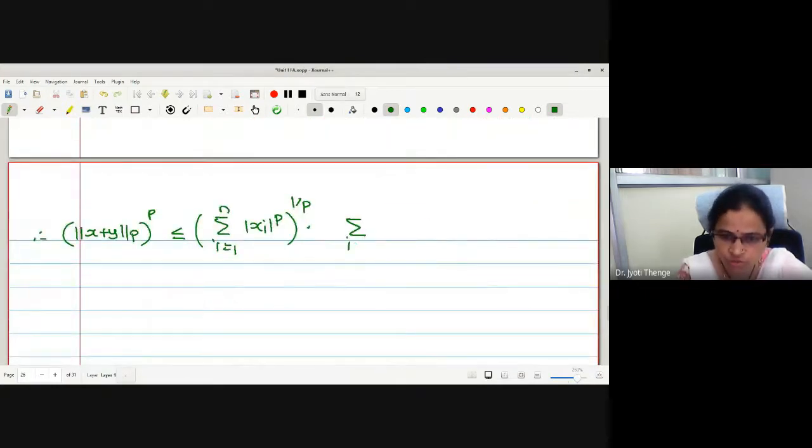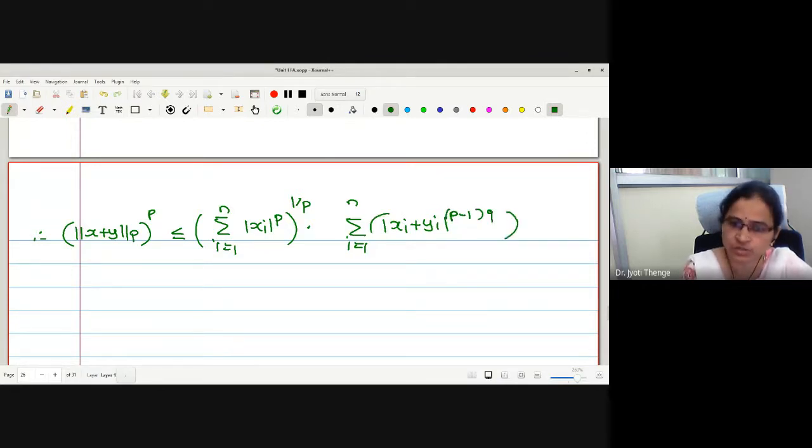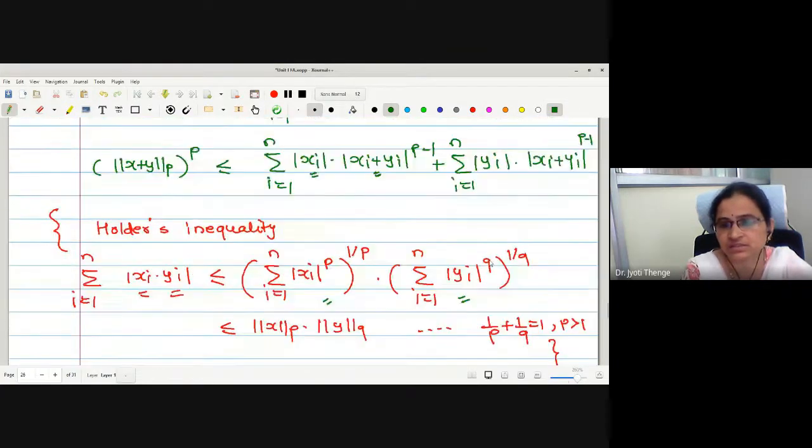Summation i equals 1 to n. What is my term? |xi + yi| raised to p minus 1, we have already. Now we have to take raised to q and the whole thing raised to 1 by q. Okay? Any difficulty with this? No, ma'am.